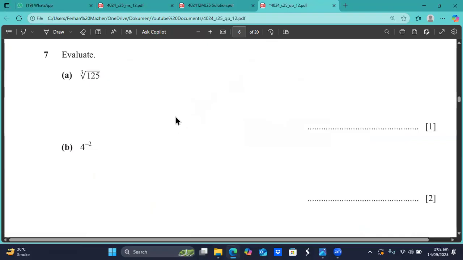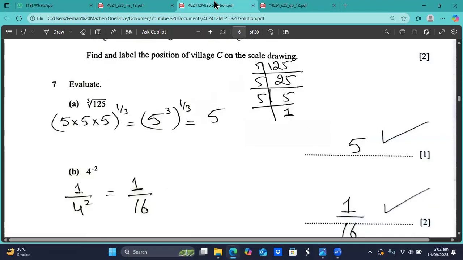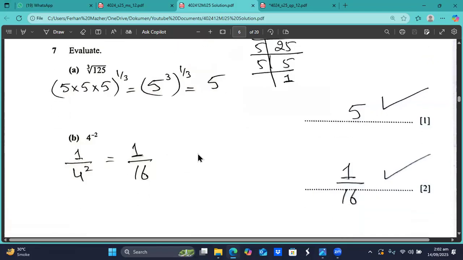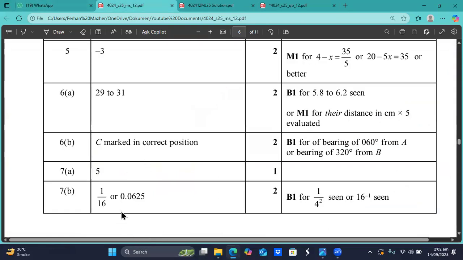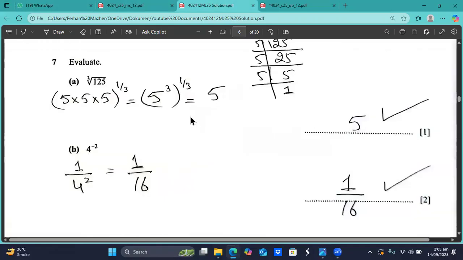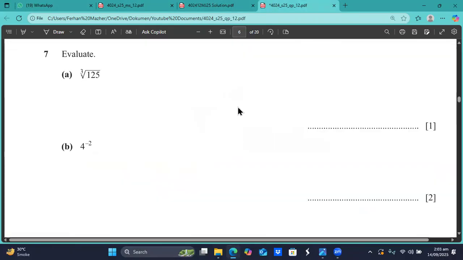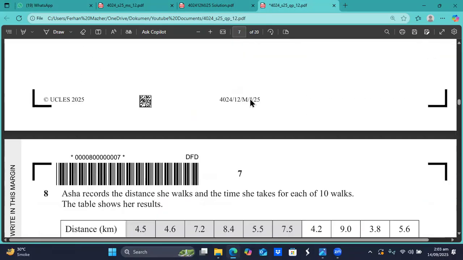Okay, the next question is question number 7, B part. Here we have to evaluate 4 raised to power minus 2. Because the power is negative, I will reciprocate this. And when I reciprocate it, you see, it will become 1 by 4 square. The power will become positive. So that is equal to 1 by 16. So 1 by 16 is the answer. So our answer is right. Question number 7, we are done.